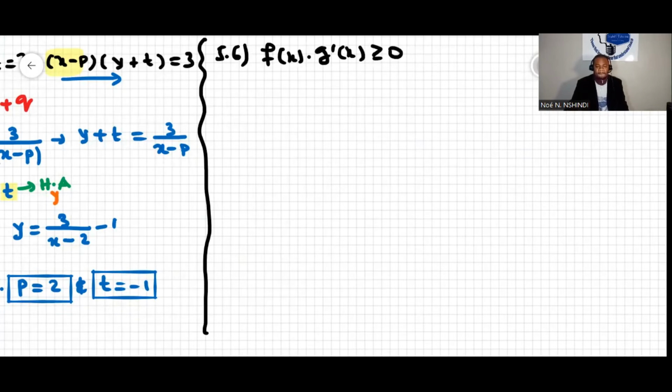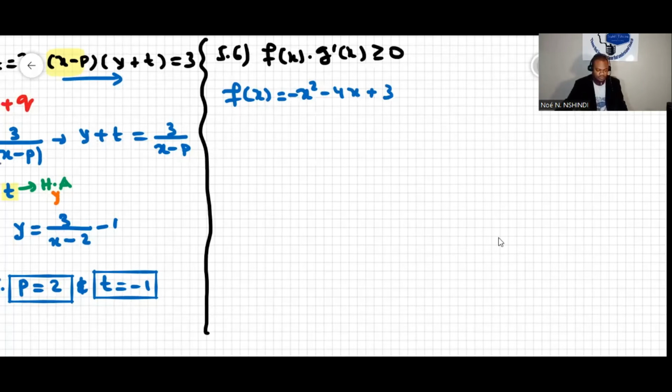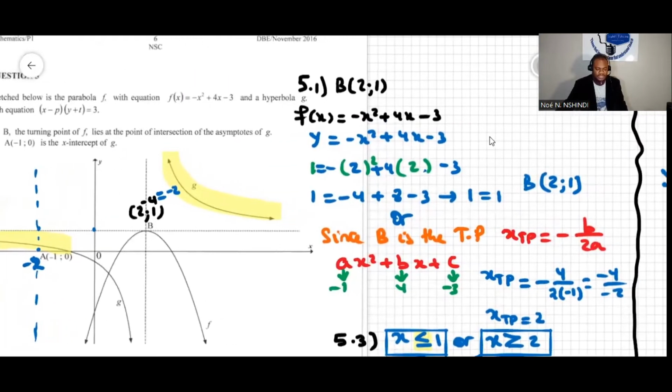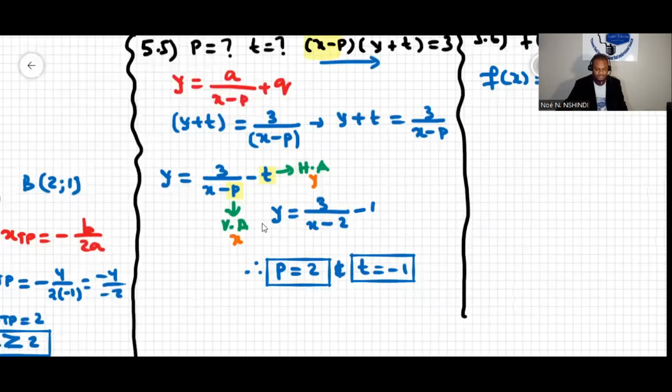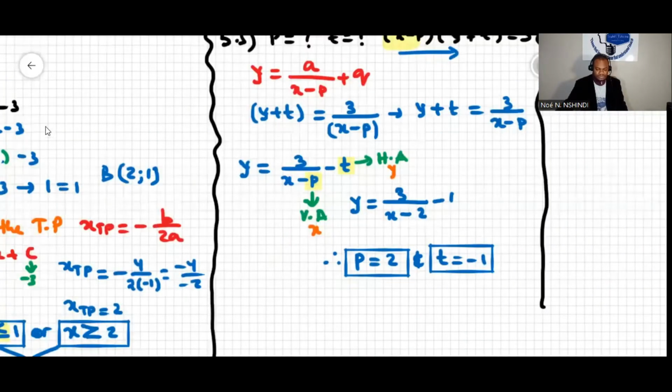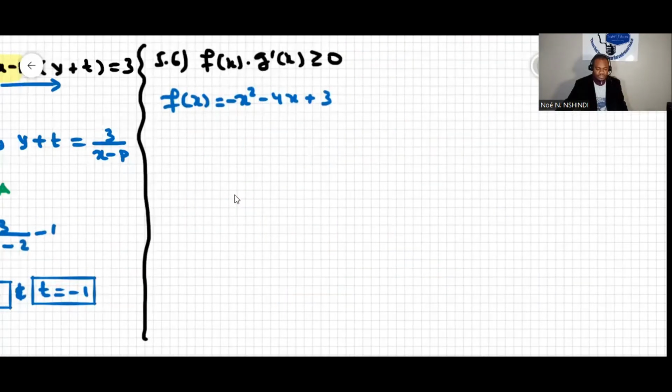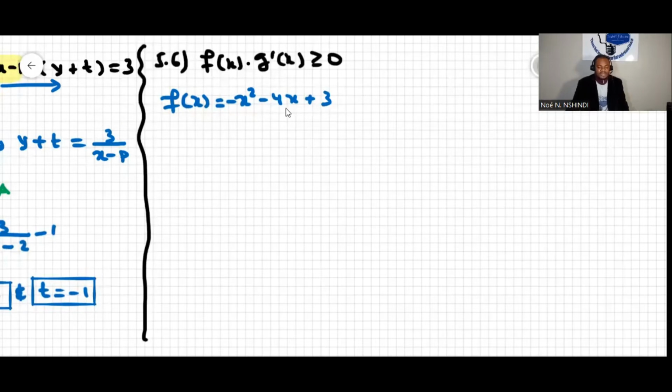Well, f of x was given by negative x squared plus 4x minus 3. Let me double check the function. Yes, negative x squared plus 4x minus 3. And then this is f of x.